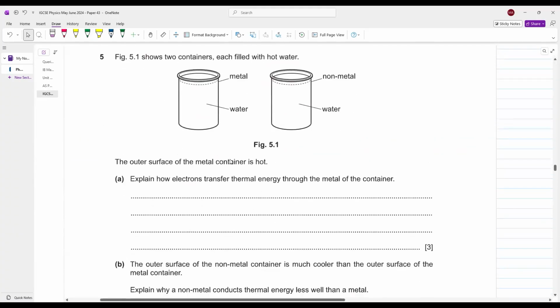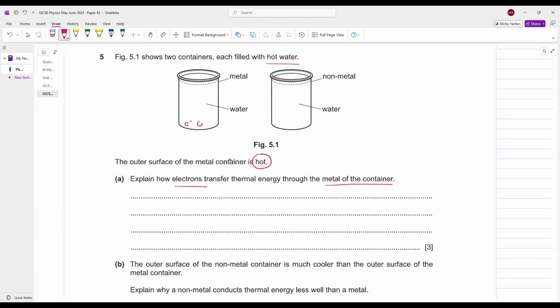अच्छा जी, ये क्या है? Figure 5.1 shows two containers each filled with hot water. Okay. The outer surface of the metal container is hot. Perfect. Explain how electrons transfer thermal energy through the metal of the container. हमने बताना है कि electrons किस तरह thermal energy transfer करते हैं through the metal of the container. What will you say?